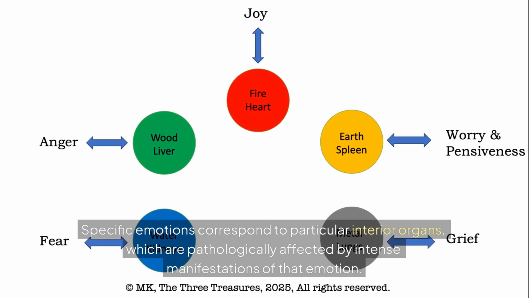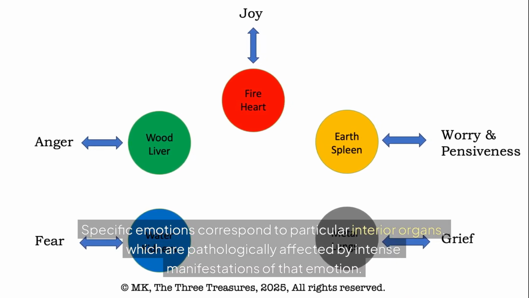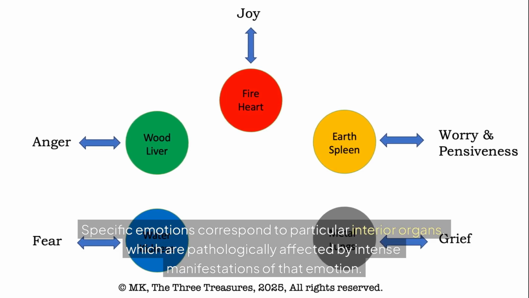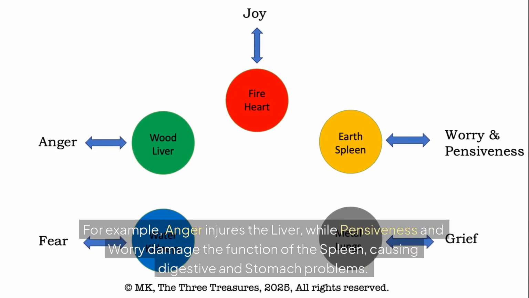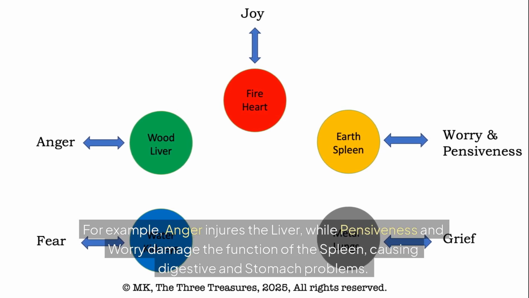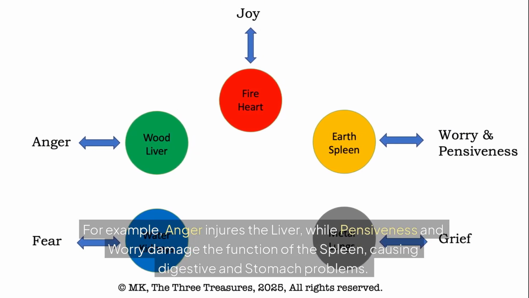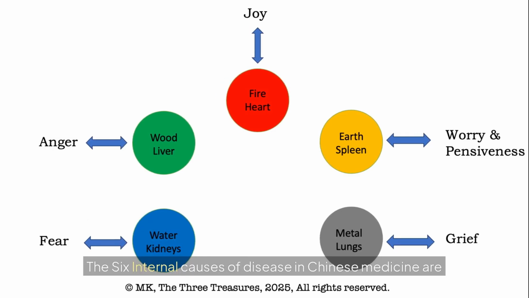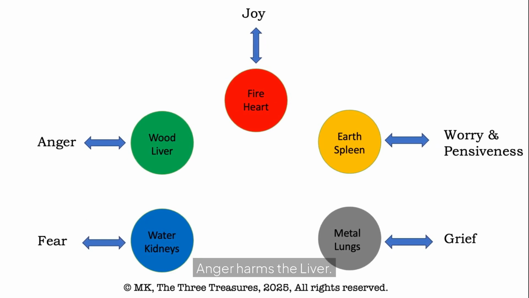Specific emotions correspond to particular interior organs, which are pathologically affected by intense manifestations of that emotion. For example, anger injures the liver, while pensiveness and worry damage the function of the spleen, causing digestive and stomach problems. The 6 internal causes of disease in Chinese medicine are: anger harms the liver.